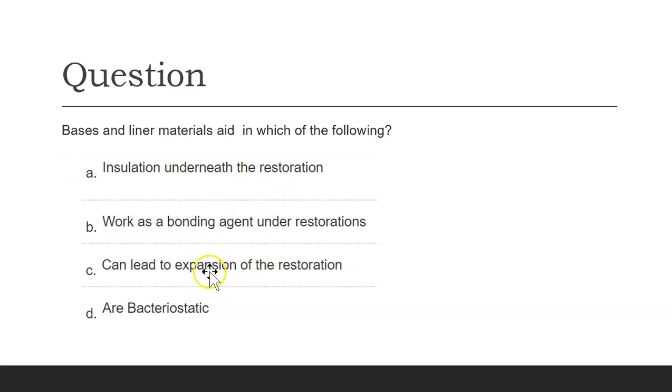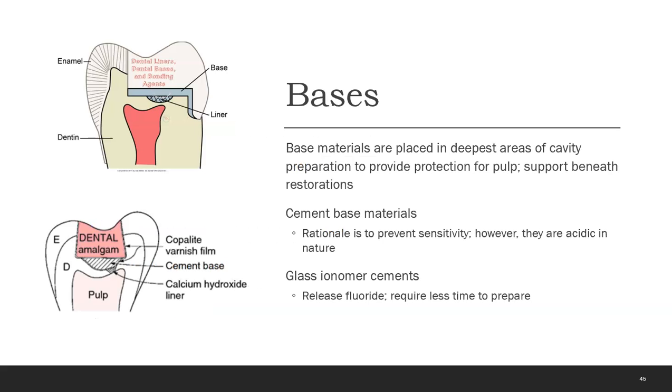Just to look at the other options, they do not bond the restoration. They don't glue it together. They do not cause expansion, and they are not bacteriostatic either. They don't help with stopping bacteria. What they do is they insulate or protect the pulp. So this is what a base looks like. Before you put in a restoration, you can put a base. You can also put a liner.